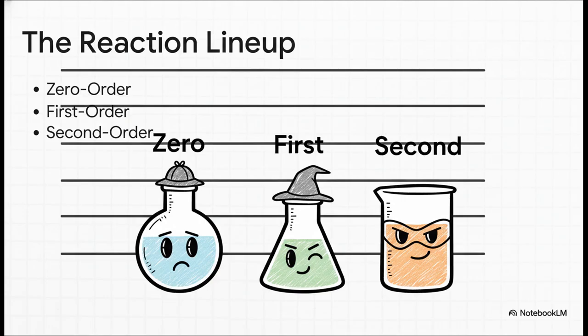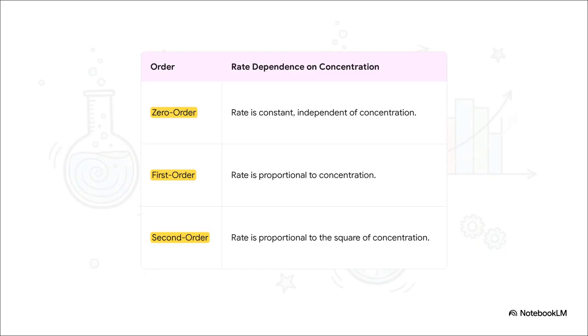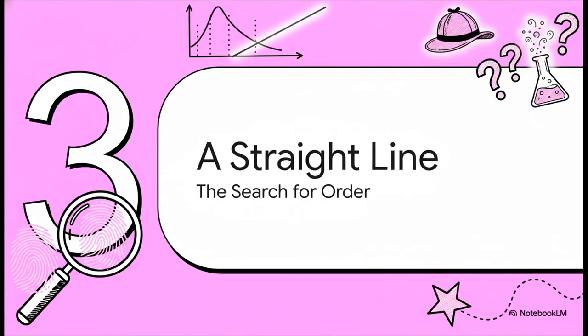Each one of these has its own unique personality, a totally different way it behaves based on how much reactant you've got left. So here's what makes them different. A zero-order reaction, its rate is constant. It just chugs along at the same speed, totally ignoring how much stuff is left. A first-order reaction, though, is directly proportional. You double the concentration, you double the speed. Simple enough. But second order is the dramatic one. You double the concentration and the rate quadruples. It's way more sensitive.